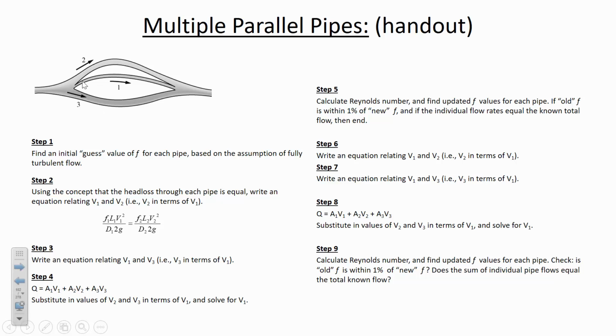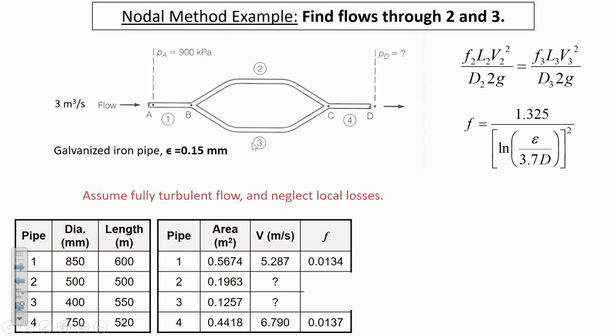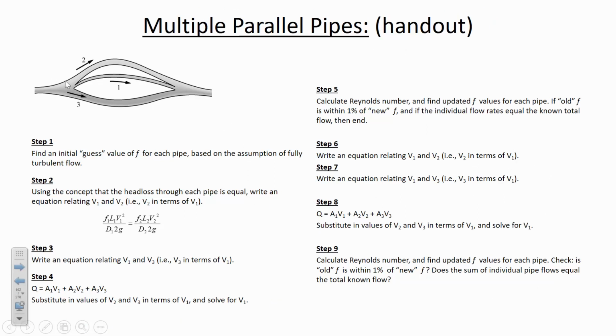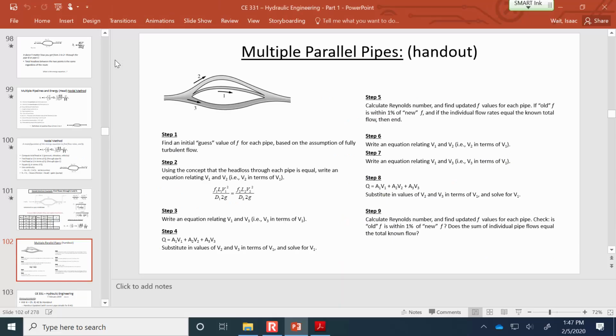So the flow through the 3 pipes together is just going to be the total. Then you need to check the assumption of fully turbulent flow and update if it's not within 1%. If the new F value is more than 1% different than the original guess, then you'd need to repeat the process with the updated F values. So instead of 2 flow paths, it turns into 3 flow paths for the homework assignment. That's one of the problems.